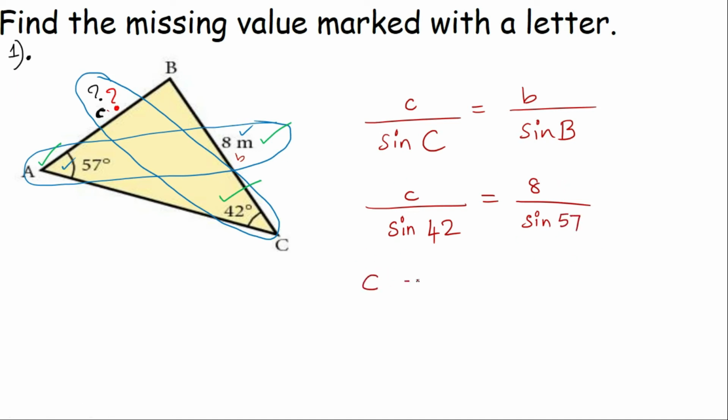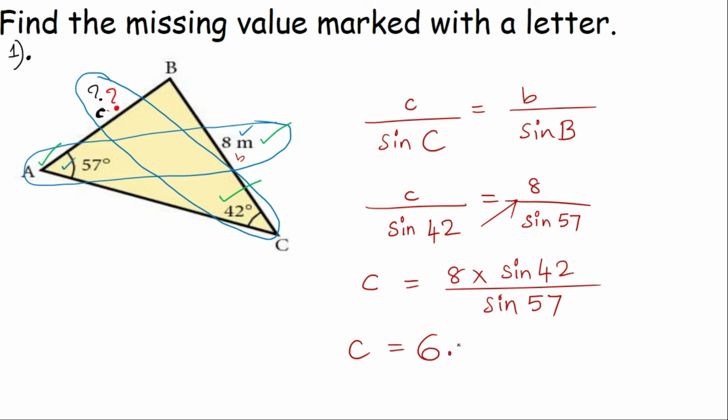I need c, so I'll cross multiply. So I have 8 times sine 42 over sine 57. So my c is going to be equal to 6.38 meters to 3 significant figures. This is the answer to 3SF.